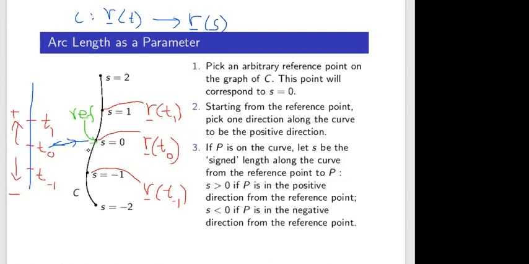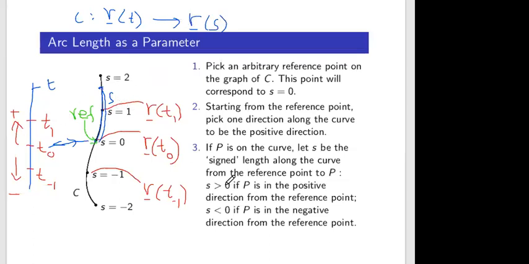In general, let's assume you change the parameter value from t naught to a general t. Then from this reference point, the point moves along this path up to some general point here, and this length would be your s. Now I will express this r in terms of this variable s.